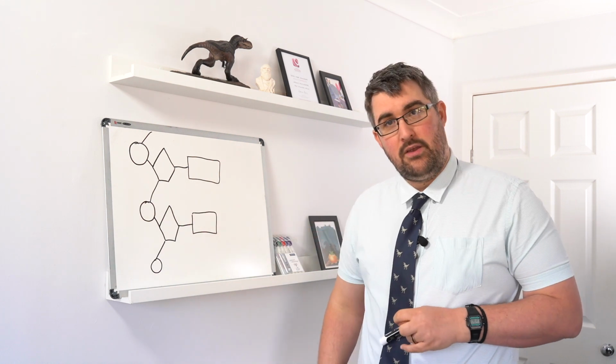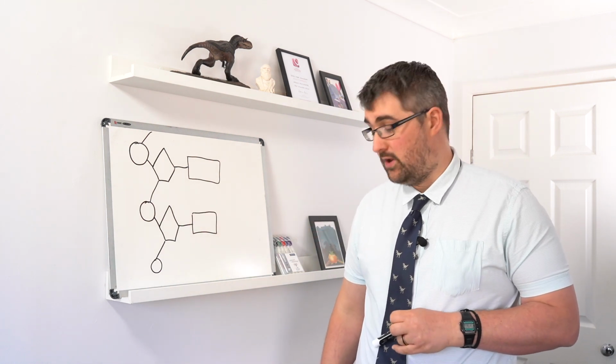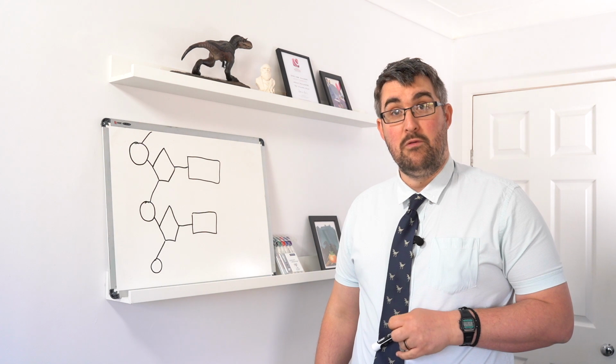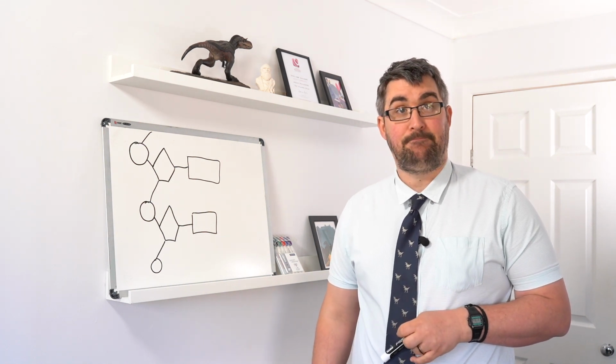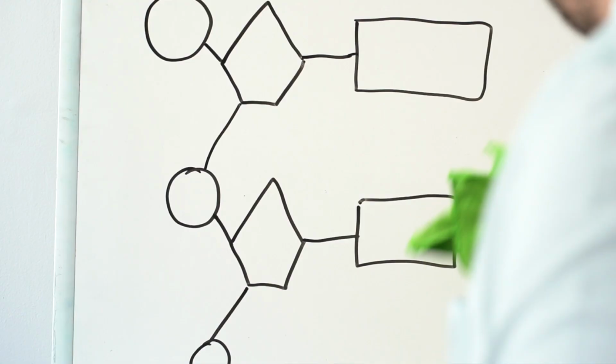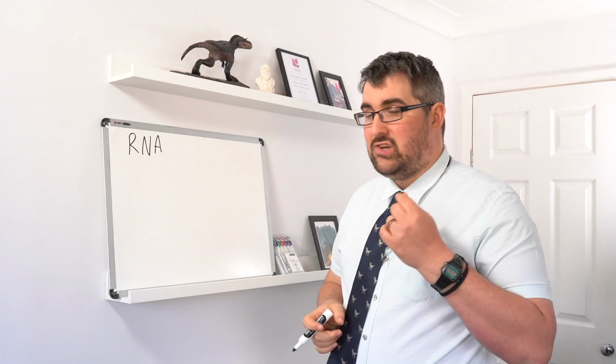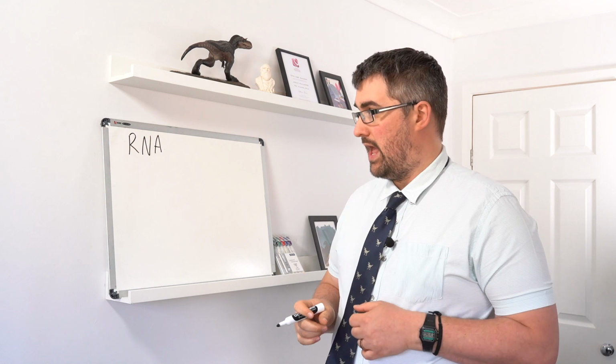So bear that in mind, a nice little phosphodiester bond there. So I'm just going to rub this one out and move on to looking at different types of RNA. Okay. So RNA, there are actually 3 different types of RNA.